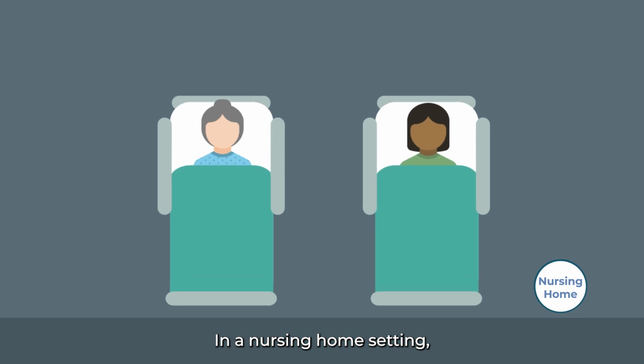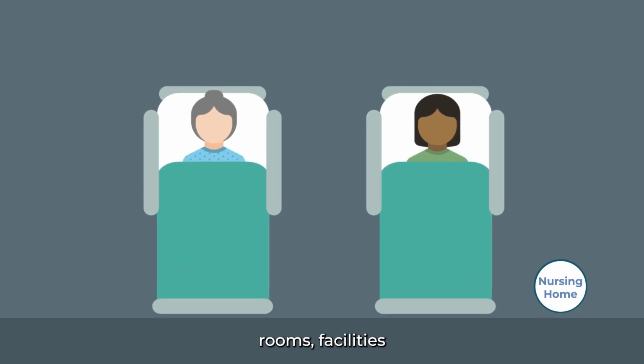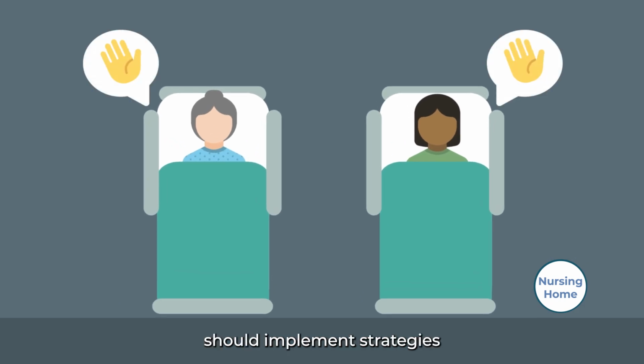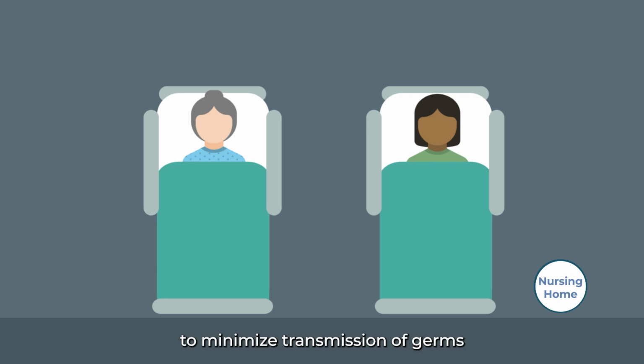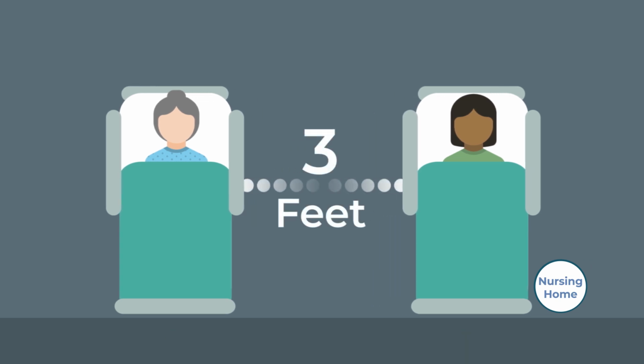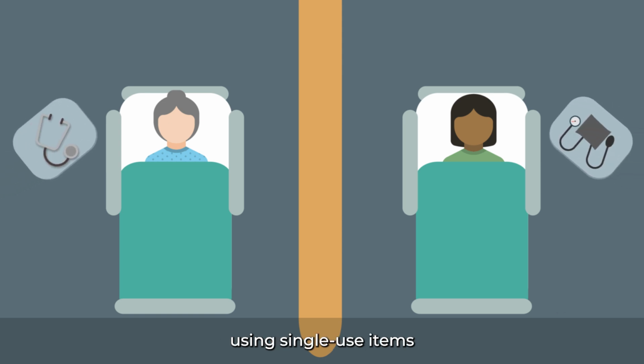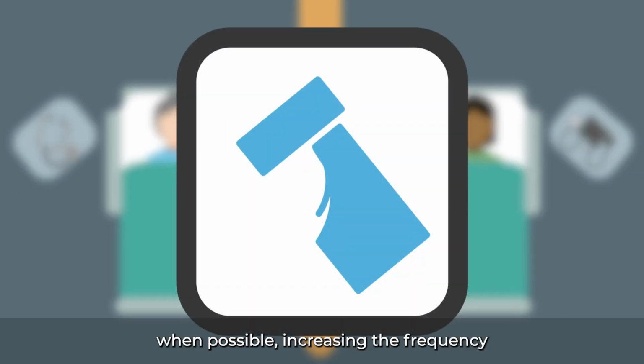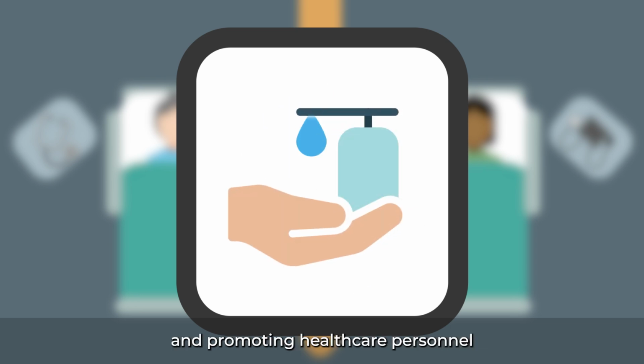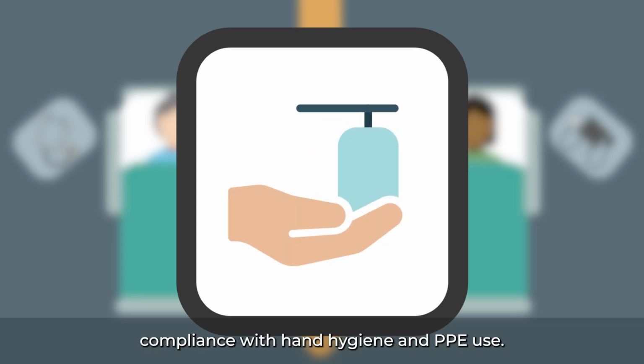In a nursing home setting, if residents are in shared rooms, facilities should implement strategies to minimize transmission of germs between roommates. This includes maintaining a separation of at least 3 feet between beds, using privacy curtains to limit direct contact, dedicating equipment or using single-use items when possible, increasing the frequency of environmental cleaning and disinfection, and promoting healthcare personnel compliance with hand hygiene and PPE use.